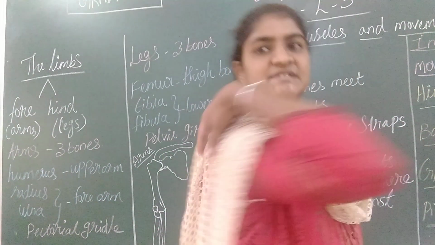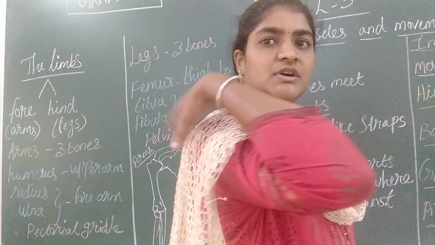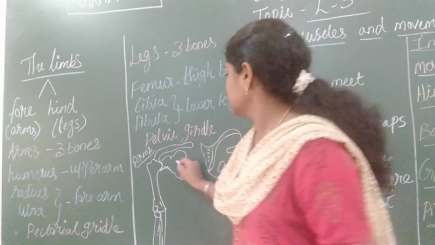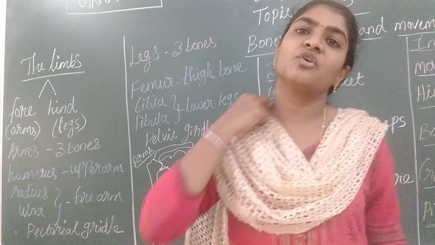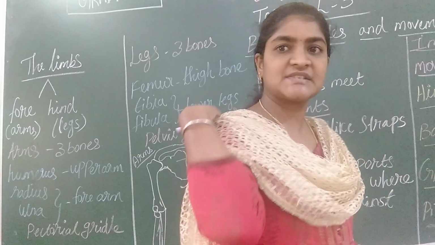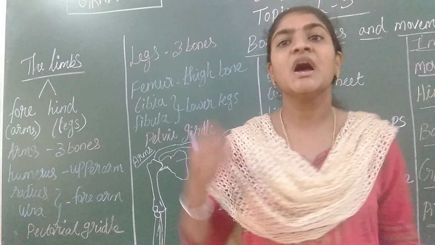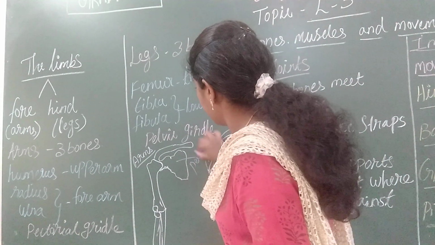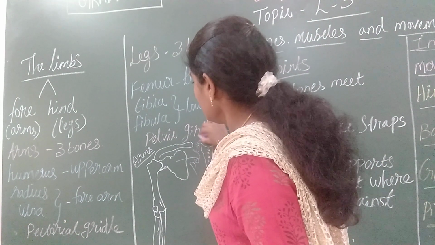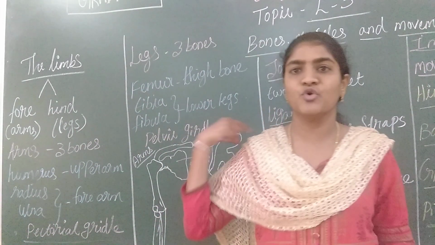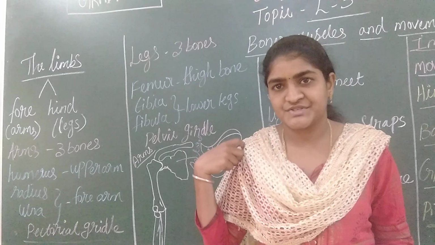Our forelimbs are attached to a pectoral girdle. This part we can see is called the pectoral girdle. Here we will have the collar bone. At the back side, this bone is also part of the pectoral girdle. From there, the forearm gets attached.